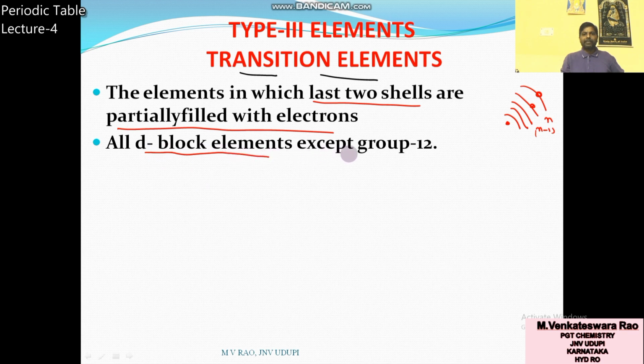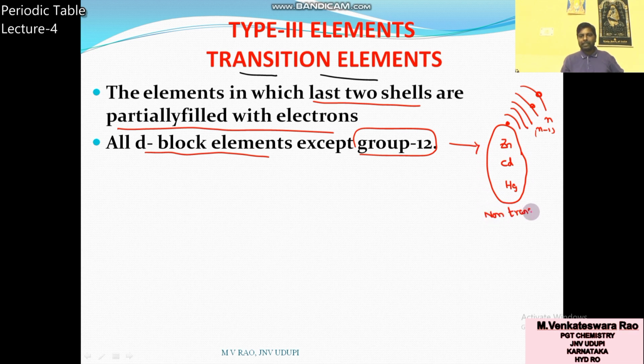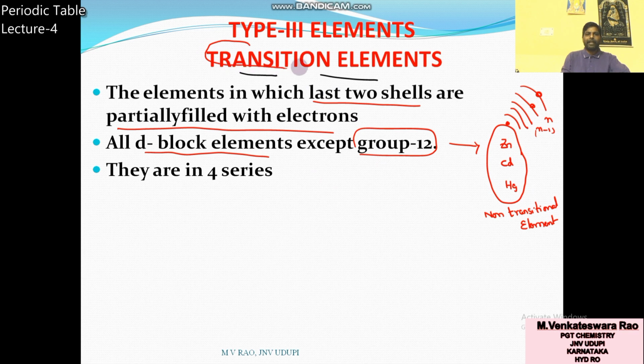All D block elements are transition elements except group 12. What are the elements in group 12? Zinc, cadmium and mercury belong to group 12. Group 12 elements are called non-transition metals or non-transitional elements. Zinc, cadmium and mercury are called non-transitional elements. All D block elements except group 12 are type 3 elements, transition elements.